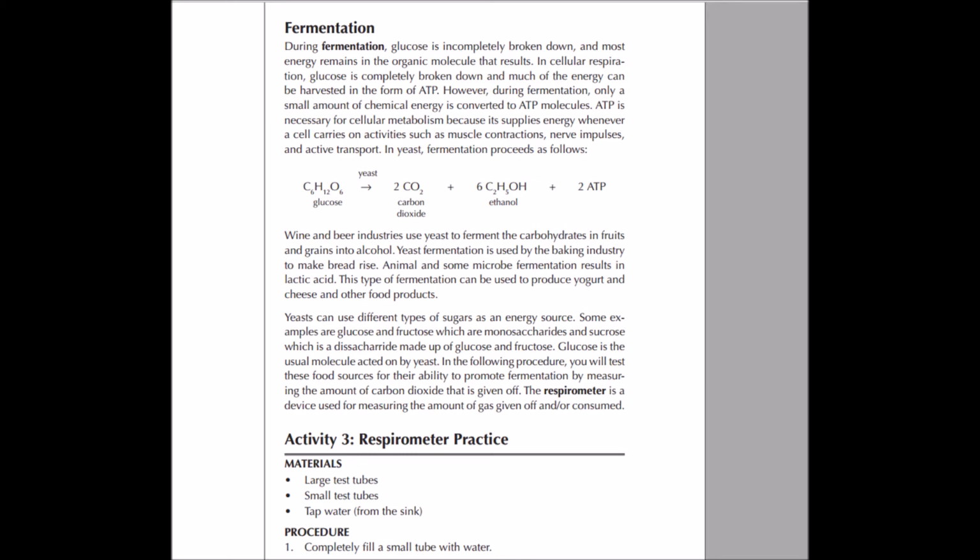So what we're going to do is use a special lab apparatus called a respirometer, and this respirometer gives us the ability to measure the amount of carbon dioxide produced by yeast, which is the organism we're using in this situation. The amount of carbon dioxide produced is a tell of how effectively they break down certain different sugars. And the sugars will be shown as we progress through this.